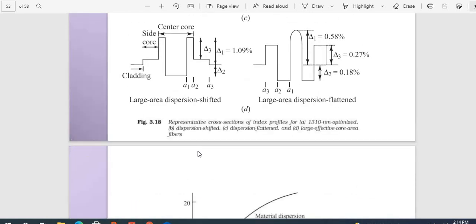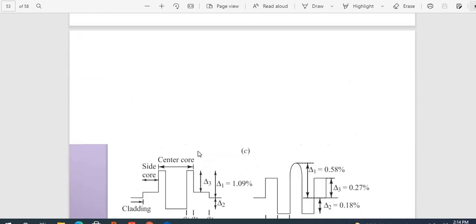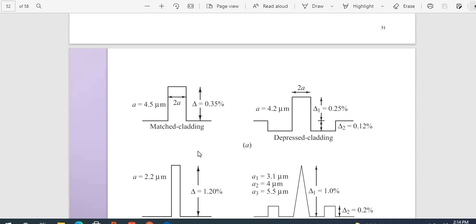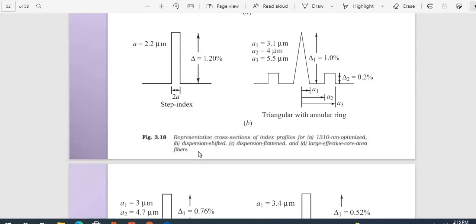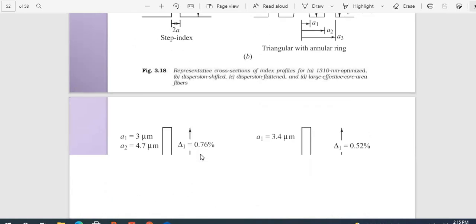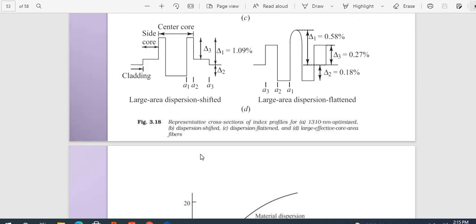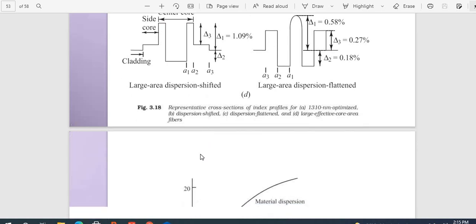So these are the representative cross sections of the index profile: the first one for 1310 optimized, the second one depressed shift, the third one depressed flatten, and the fourth one large. All the four we have already seen, right? The upper two graphs are for depressed cladding and matched cladding. Second is for depressed shift, and how we can obtain the shift. Third one is dispersion flatten. And the fourth one is for large effective core area fibers.